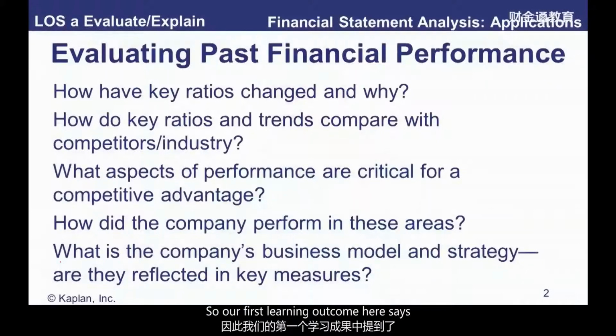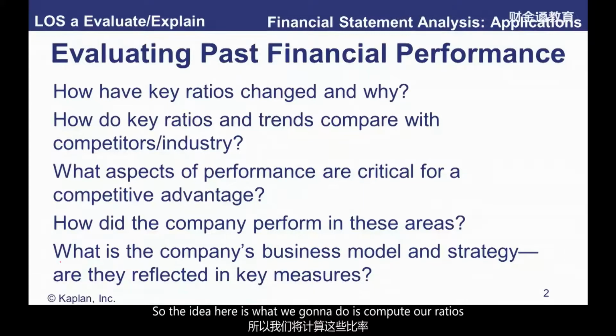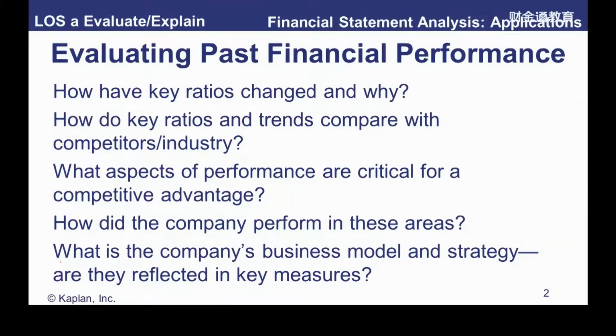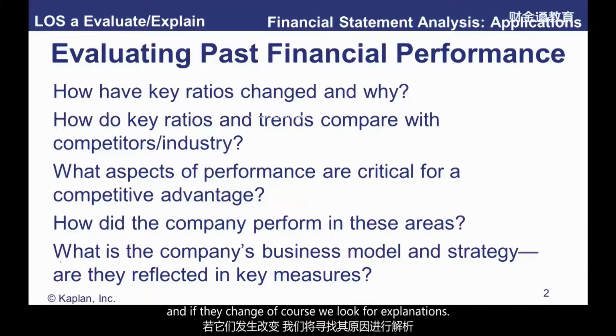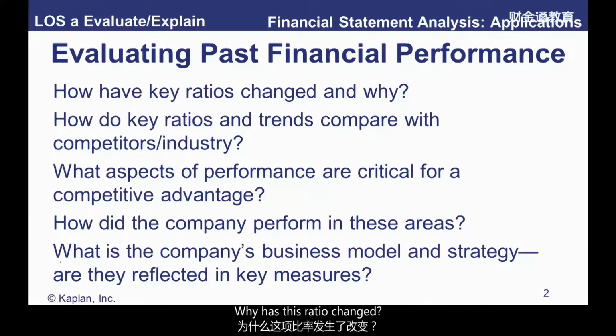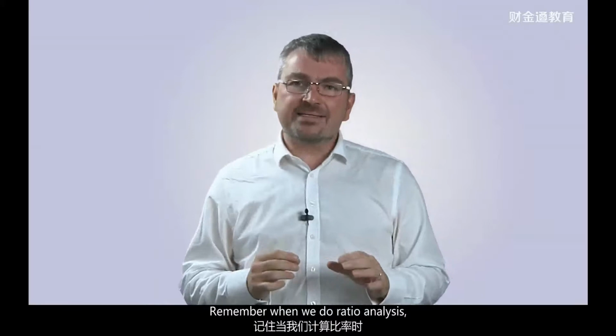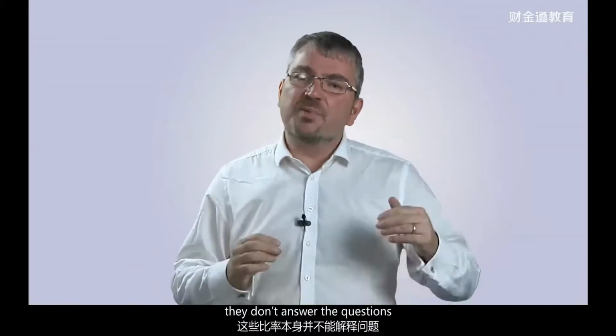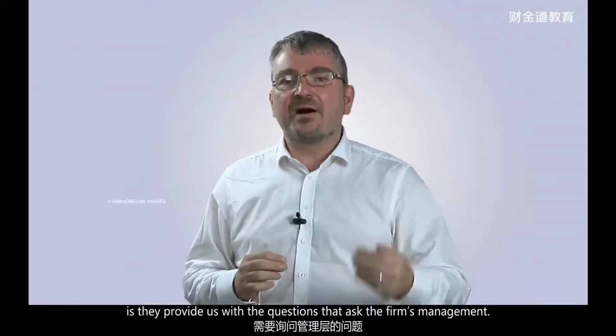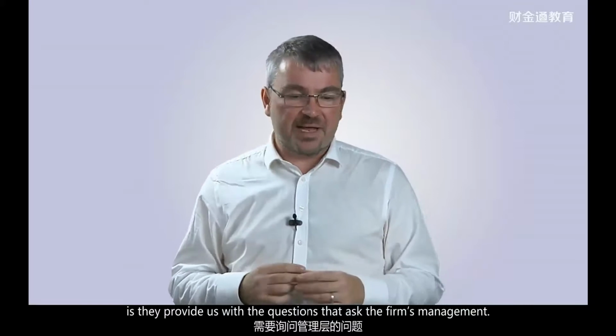So our first learning outcome here says evaluate and explain past performance. So the idea here is what we're going to do is compute our ratios and then compare them to the explanations given in the management discussion and analysis. So we're going to compute our ratios, and if they've changed, of course, we're looking for explanations. Why has this ratio changed? Remember, when we do ratio analysis, they don't answer the questions, but what the ratios do is they provide us with the questions to ask the firm's management.